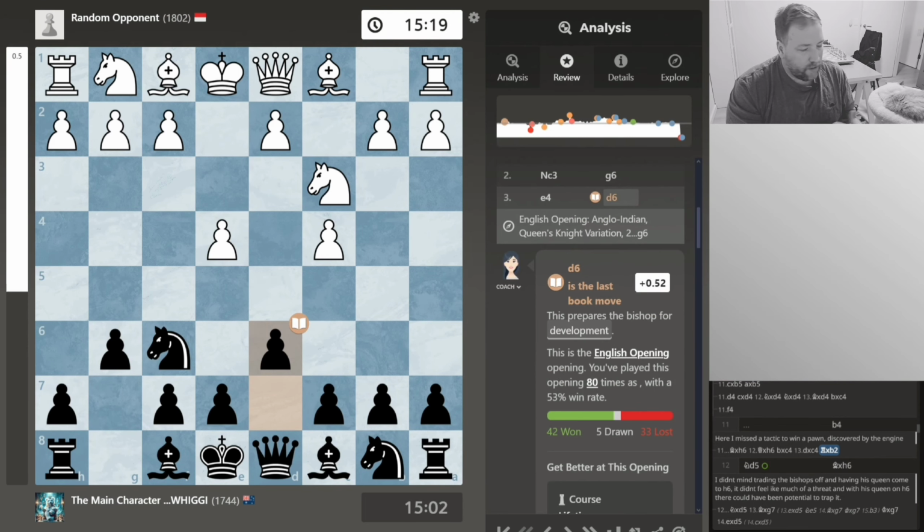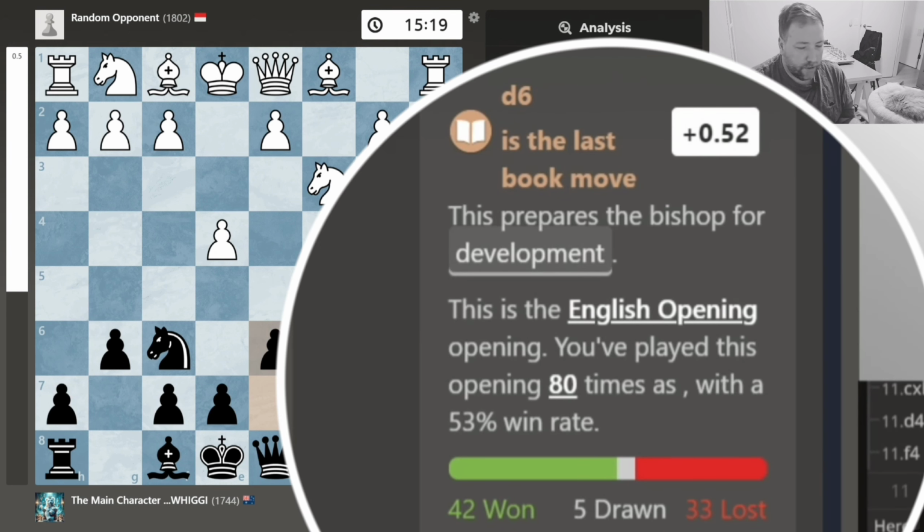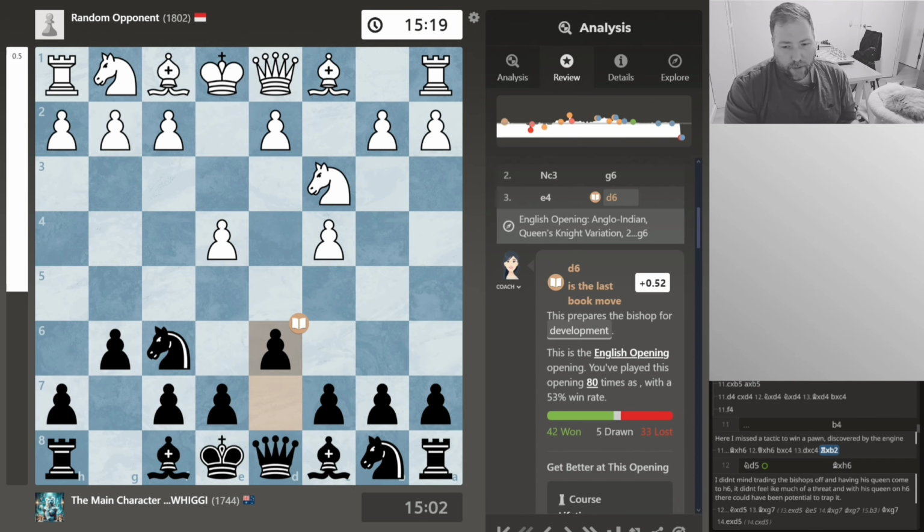Game Review is going to play through the game and it's going to give you helpful information along the way. Here it is showing me my win-loss percentage when playing the English Opening. It says I've won 42 games, lost 33, and drawn 5. So overall, this is a good opening for me, despite me not knowing what was going on.